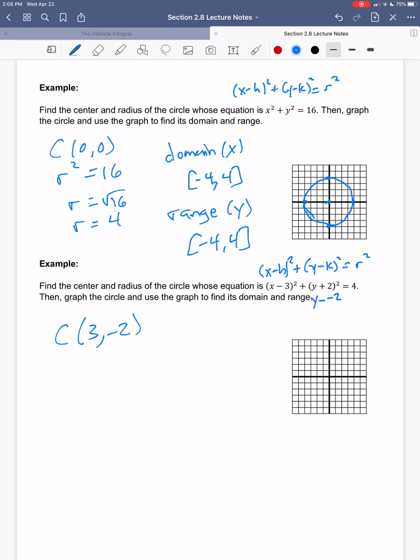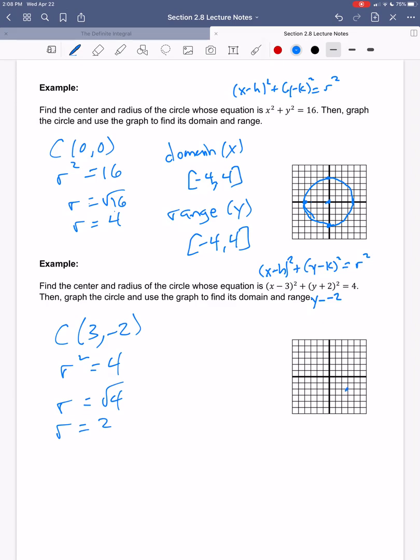And what we sort of learn is whatever is in the parentheses with the x and the y squared, to find the center, it's always the opposite. So it's sort of what would make this 0. So I take the opposite of negative 3 and get positive 3. I take the opposite of positive 2 and get negative 2. My r squared is 4. So that means r is the square root of 4, or 2. So my center is the point 3, negative 2.